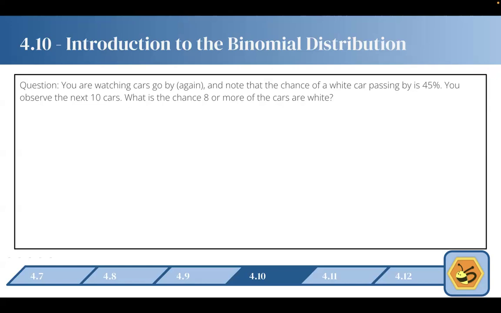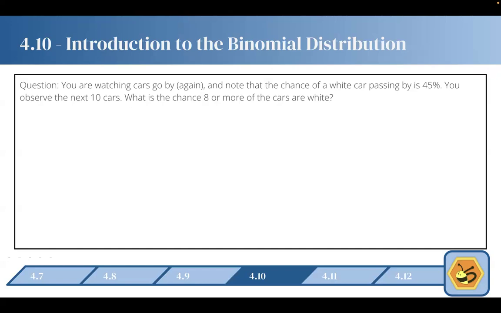Again, we still fit this idea of a fixed number of trials, 10, independent trials, right? The cars don't have effects on each other. And it's only either white or it's not white. So we can still use the binomial distribution here. It's just how can we apply it to get what we want: 8 or more of the cars are white. Does anybody have any ideas about how we might solve this?